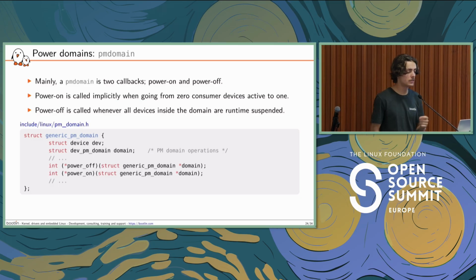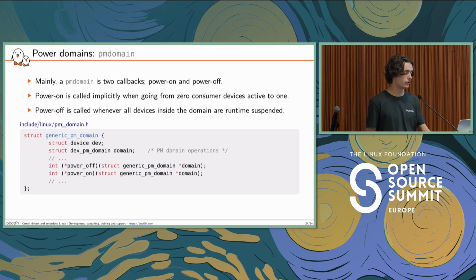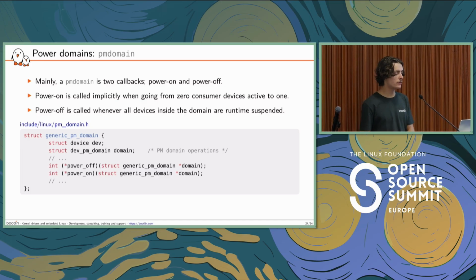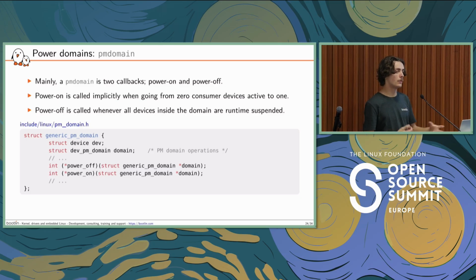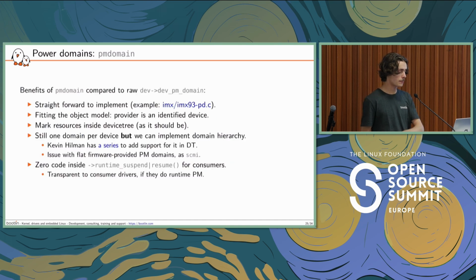The domain is a device, so that's the first field you have inside. Then you have the struct dev PM domain. Notice that the domain that we saw from that is inside struct device. So that's what we'll be embedding inside struct device. And then you have your two callbacks. And I omitted maybe 50 fields inside this struct.